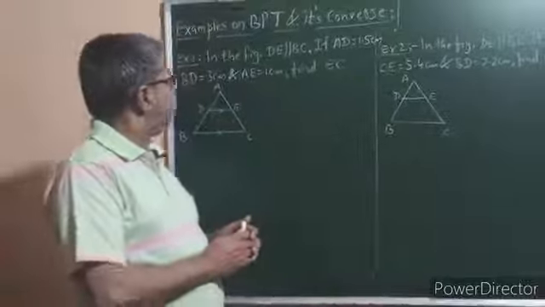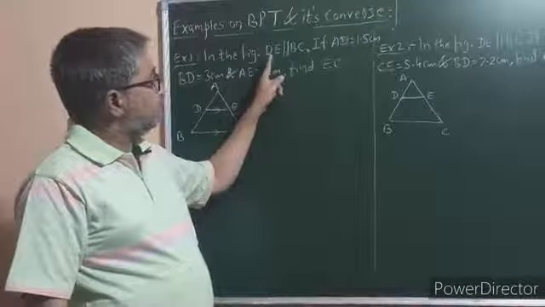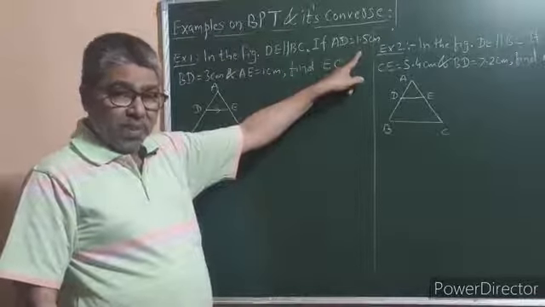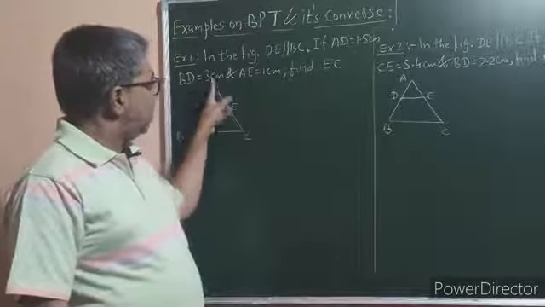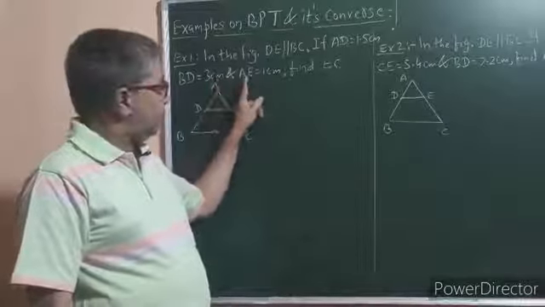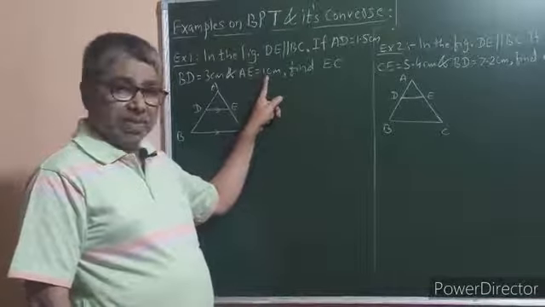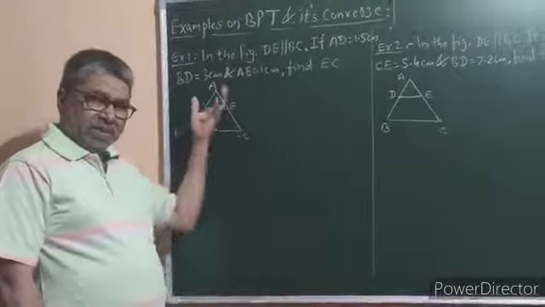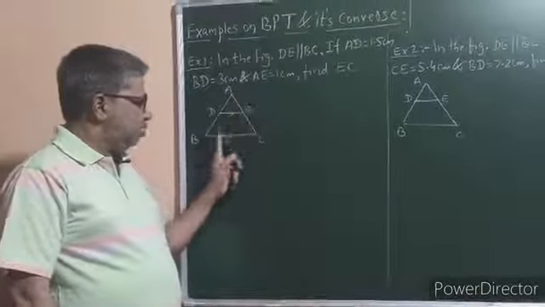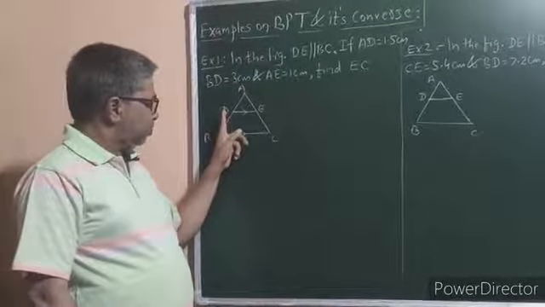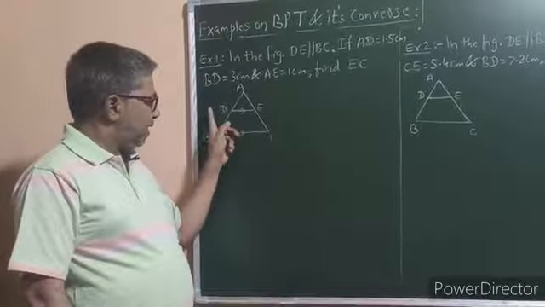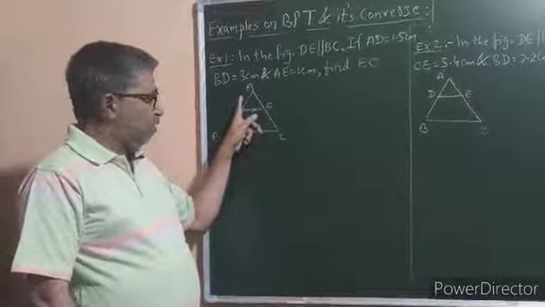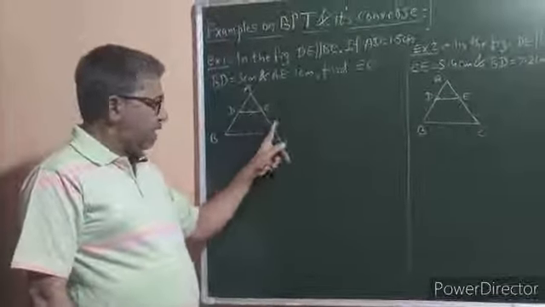The first example is, in the figure, DE is parallel to BC. If AD is equal to 1.5 centimeter, the length of BD is equal to 3 centimeter and the length of AE is equal to 1 centimeter, find the length of EC. So this is the figure, triangle ABC. Here DE is parallel to BC. Now this DE divides the other two sides into four parts, namely AD, BD, AE and EC.